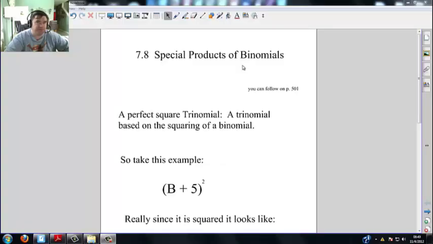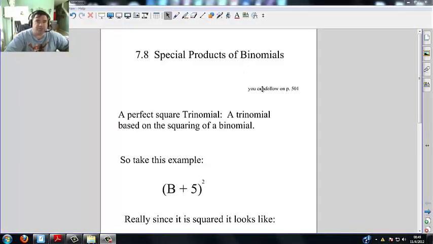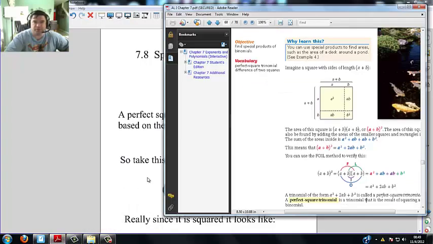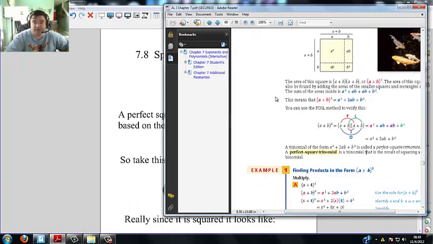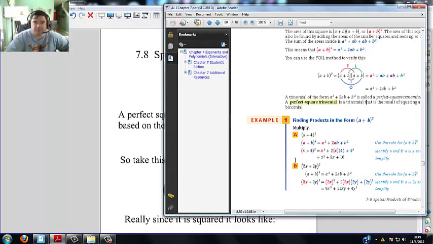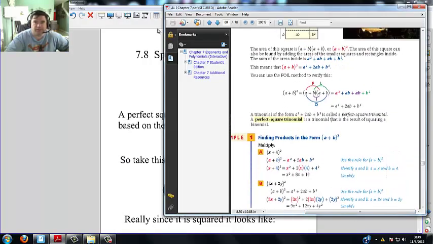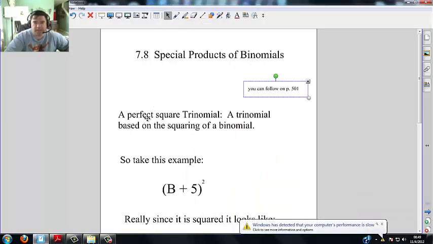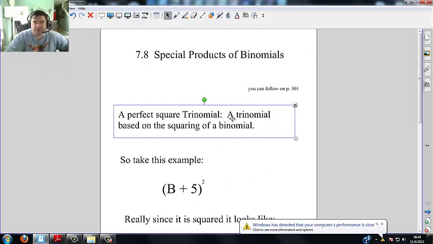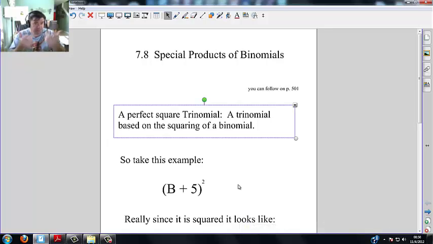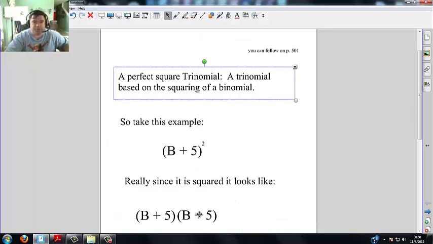Alright, well today we can go ahead and follow on page 501. It says a perfect square trinomial is a trinomial based on the squaring of a binomial. In other words, b plus 5 squared just means b plus 5 times another b plus 5. So there's two b plus 5s, and they're going to multiply.